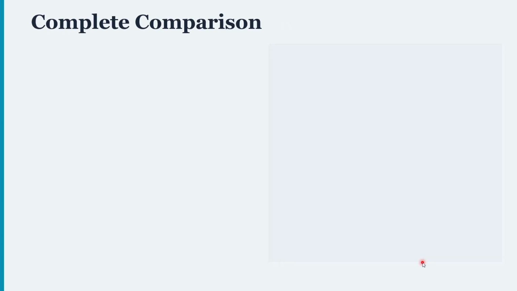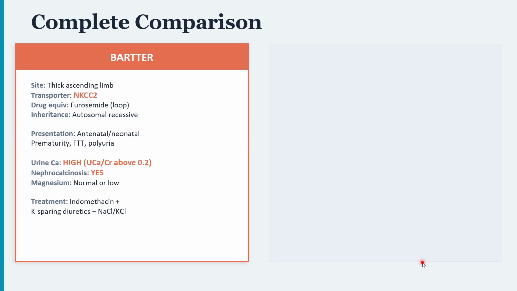Now let me put it all together in a side-by-side comparison. On the left, Bartter, thick ascending limb, NKCC2 channel involvement, loop diuretic equivalent. Presents early, antenatal or neonatal. The defining feature is hypercalciuria with nephrocalcinosis. Treatment centers on sodium and potassium chloride repletion, indomethacin plus potassium-sparing diuretics at times.